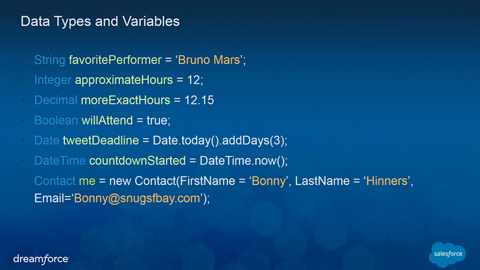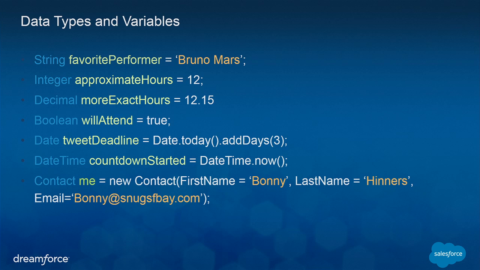Favorite performer equals Bruno Mars. You can see that it's in single quotes, and I will warn you right now, if you do Visualforce and you do Apex and you start with both at the same time, those quote marks are going to totally confuse you, because Visualforce uses a double quote mark and Apex uses a single quote mark.